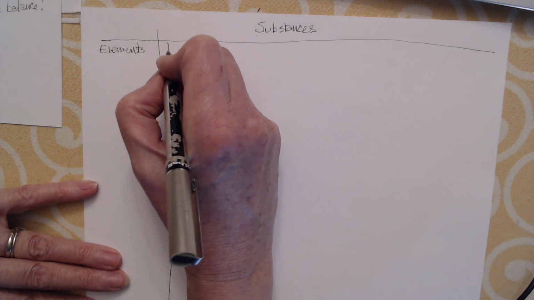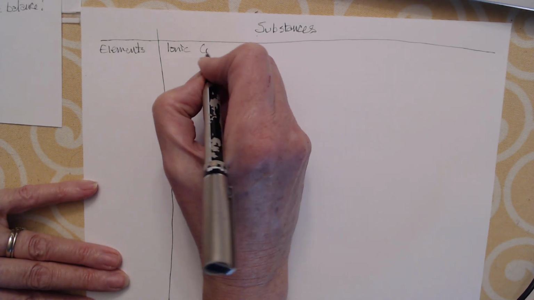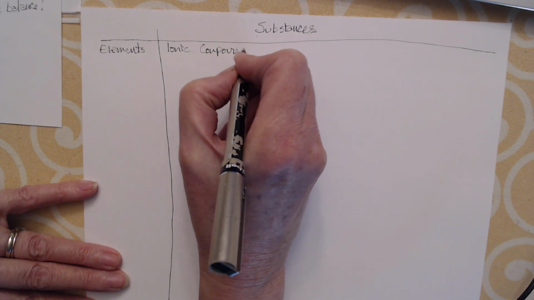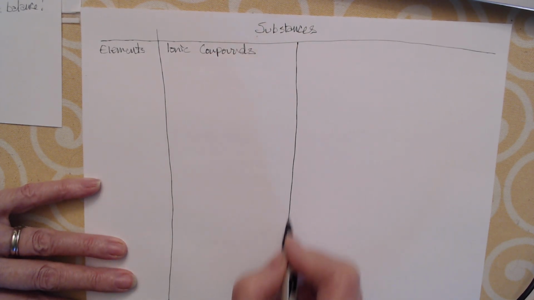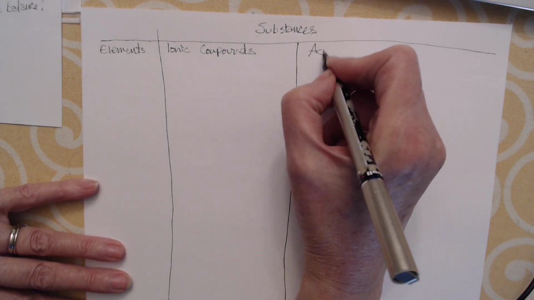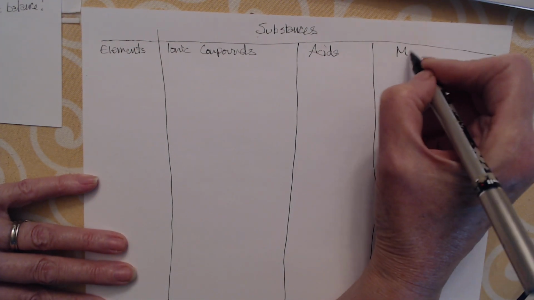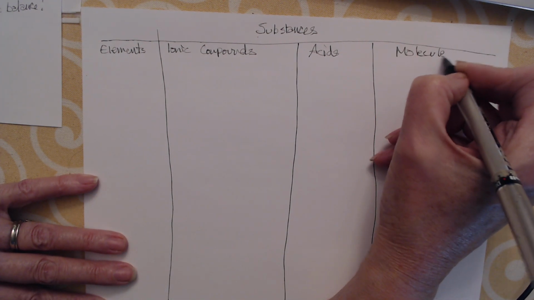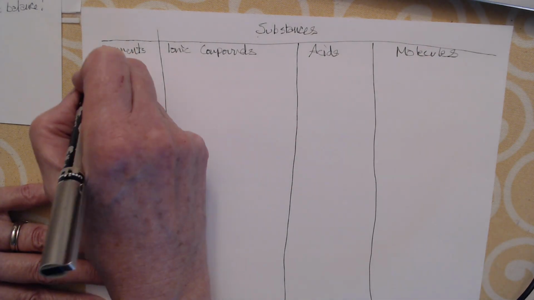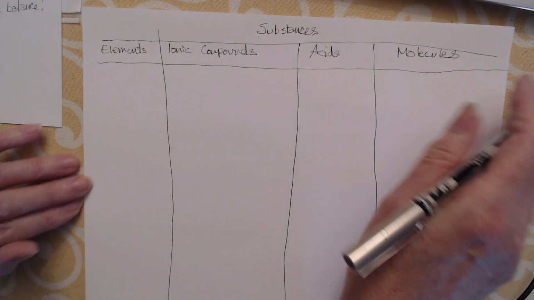This is very informal, isn't it? Ionic compounds. All right. Acids. And then molecules. All right. Okay. Hope you can read my writing.